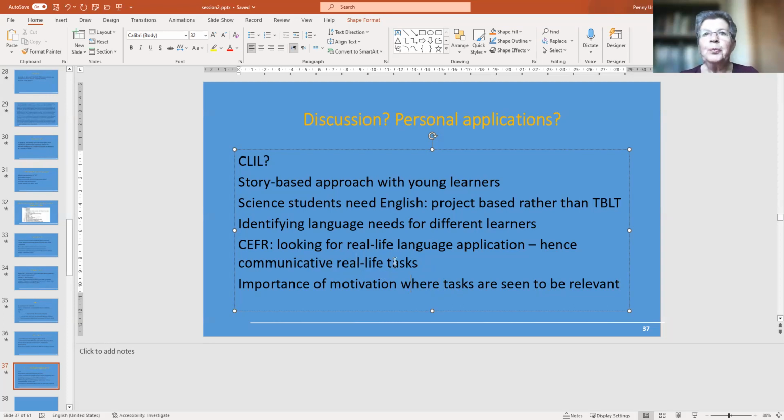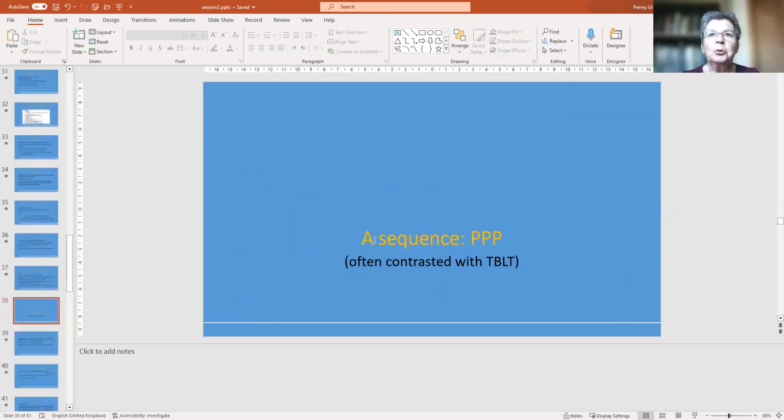Nice. Okay. Let's move on to PPP, which I don't think is a methodology. I think it's a sequence, which can be used within various different methodologies. Although it is very often contrasted in the literature. When I was preparing this session, I came up again and again against writers comparing TBLT with PPP.